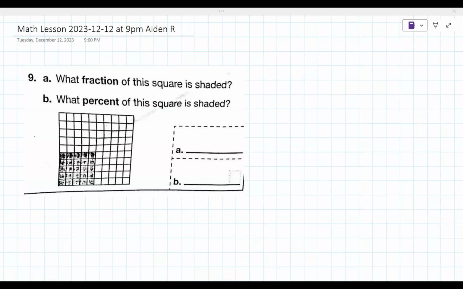Can you tell me how many squares are shaded, please? I see five on the bottom. How many on the up here? Four. How many of that? 25. Not 25. You got five on the bottom and four up.